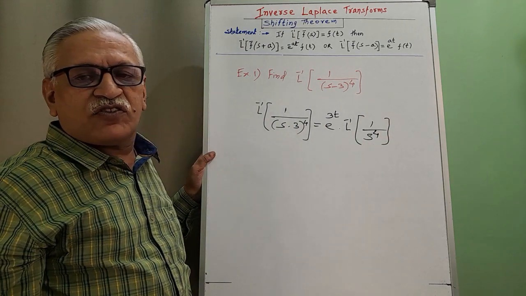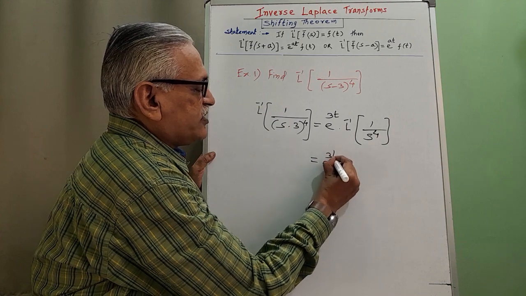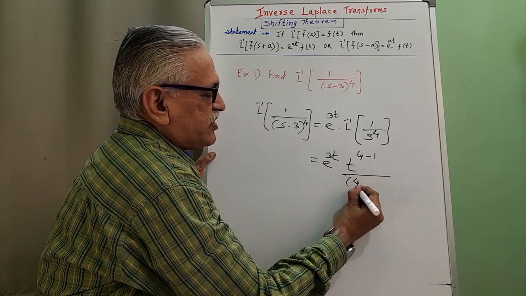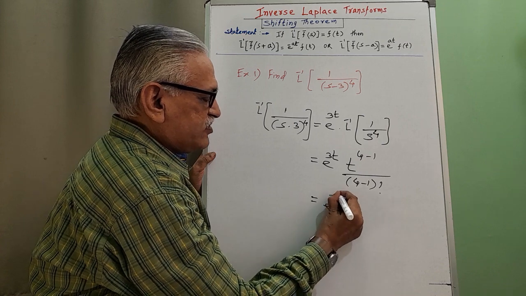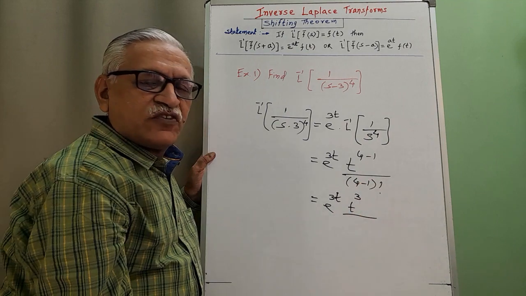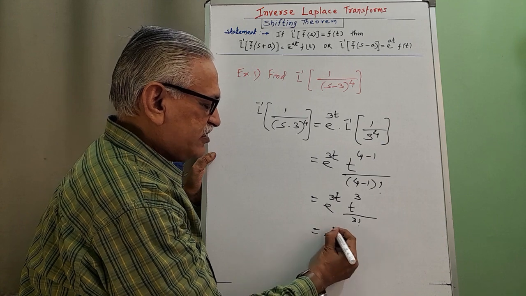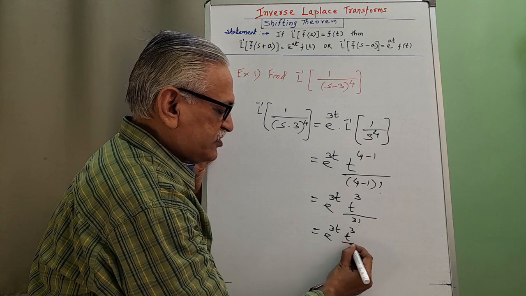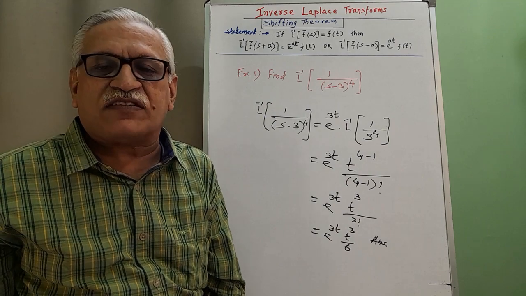Here the power 4 is a positive integer, and whenever it is a positive integer, its inverse is, therefore, e raised to 3t as it is, t raised to 4 minus 1 divided by factorial, that is 4 minus 1 factorial, and therefore we get the value as e raised to 3t, t raised to 3, divided by 4 minus 1, that is 3 factorial, and therefore final answer is e raised to 3t, t cube, and 3 factorial is 6, is the required answer, or required inverse Laplace transform.